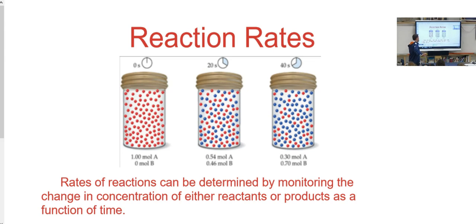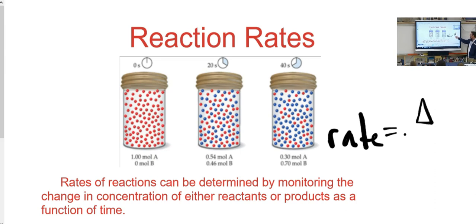Okay. So what we're going to say is that a rate will be equal to the change. And we're going to call that a triangle. Have we used that yet in this class? Change is delta. And we're going to say that that's over the change in time. When you take calculus, that'll look really familiar because it's called an interval or the derivative. So this can be defined in either the disappearance of A or the appearance of B.